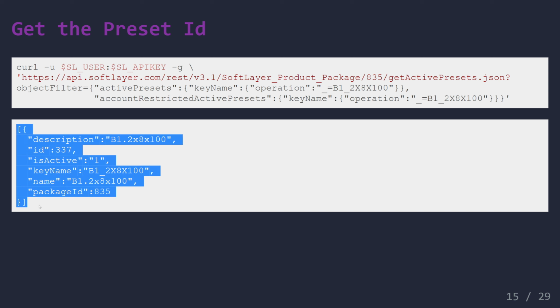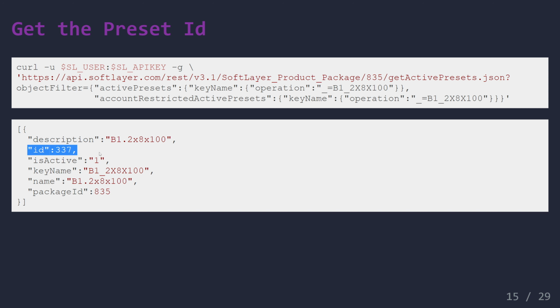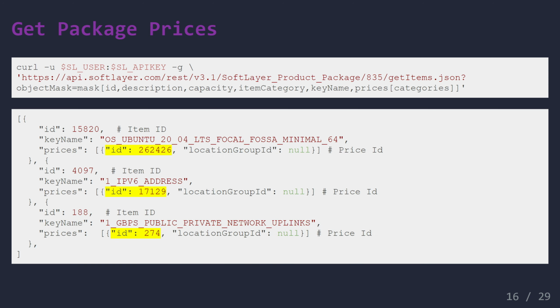Okay, we get back our one result and our ID 337. That's the ID we're going to send into the API. Okay, next we need to get the package prices. So we call SoftLayer product package 835 get items. In our mask, we're selecting the ID of the item, description, capacity, item category, key name, and then prices in the prices category. So here's a sample of what that result would look like.